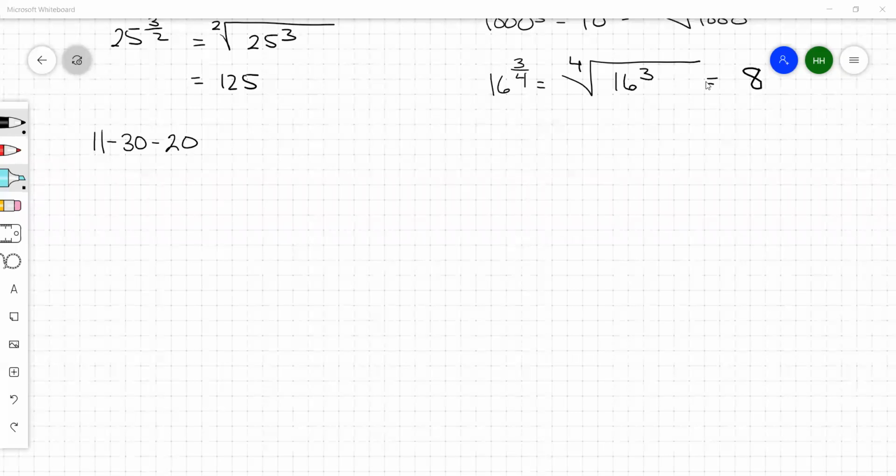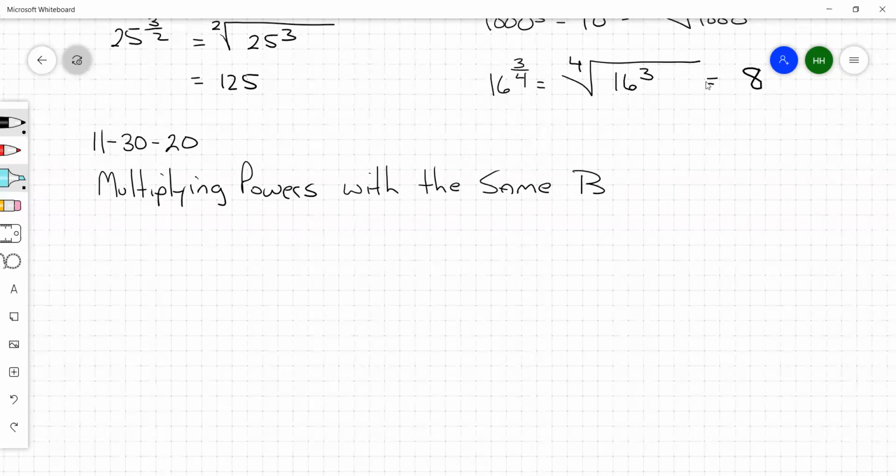All right, today we're going to be multiplying powers with the same base. Multiplying powers with the same base.